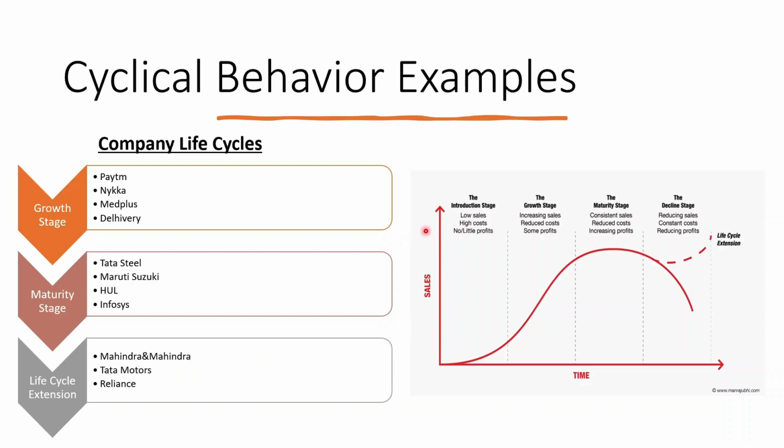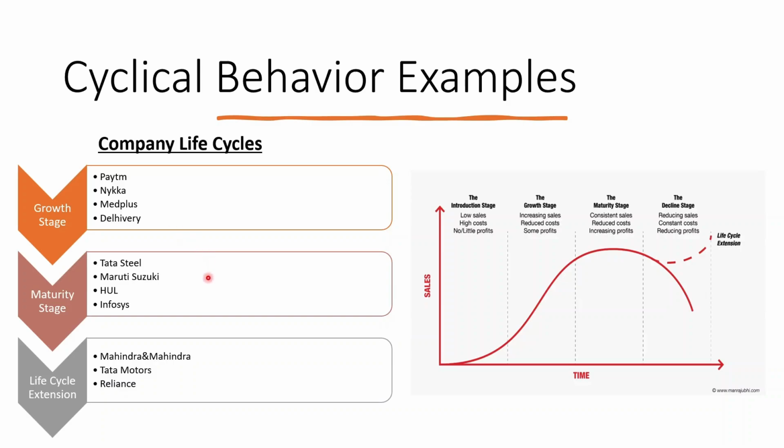So let's continue the discussion by talking about a few companies and where they are in their life cycle. Most companies generally come to the stock market in their growth stage for IPOs, and this is where they require additional capital to sustain the growth. Here you can see some recent IPOs that were launched, and these are basically growth stage companies: Paytm, Nykaa, MedPlus, Delivery.